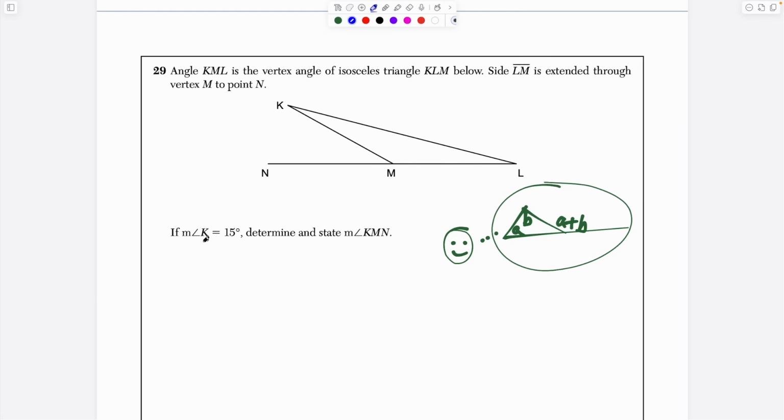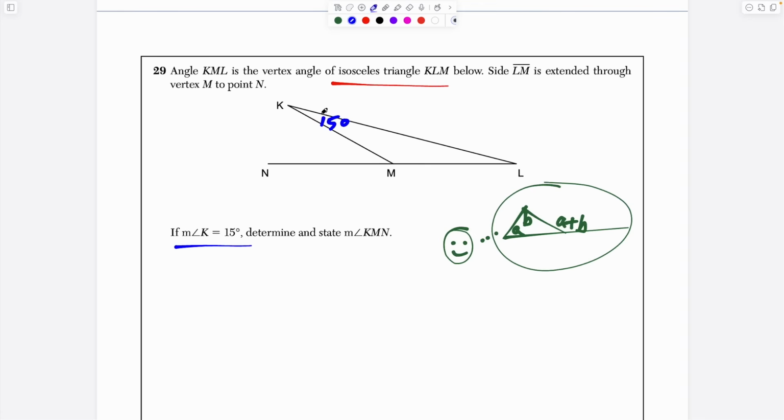But let's think. They told us the measure of angle K equals 15 degrees. And we might be thinking, wait, I only know the measure of one angle. So this is a phrase I tell my students to say all the time. Anytime you get stuck, let's say in a question like this, ask yourself, what information did they give me that I didn't use yet? So they told us that KLM is an isosceles triangle. Okay, they said isosceles triangle KLM below. And they said that KML is the vertex angle.